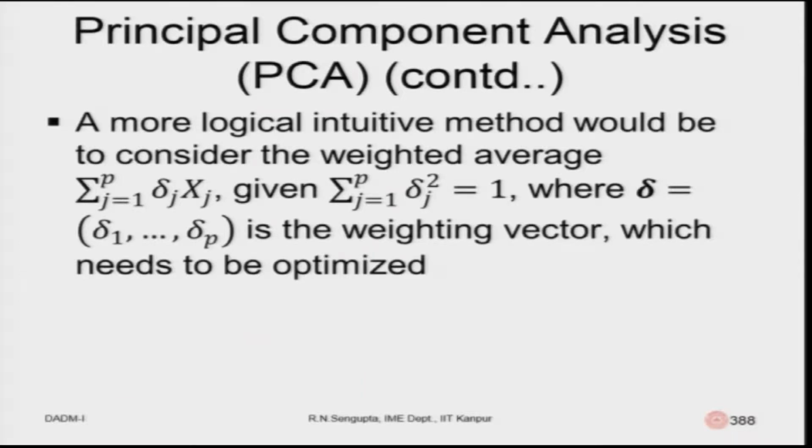So, what we want to do is that rather than giving equal weights to x1 to xp, that means weights of 1 by p, a more logical and intuitive method would be to consider the weighted average. We will give weights lambda 1, lambda 2, lambda 3, lambda 4 to x1, x2, x3, x4 and so on till xp. So, lambda 1 is for x1, lambda 2 is for x2, lambda 3 is for x3, till lambda p is for xp.